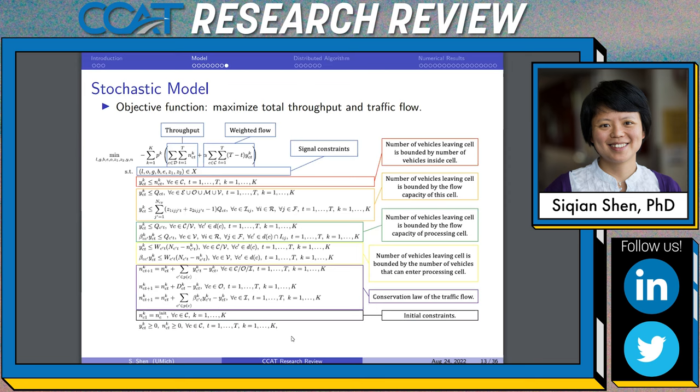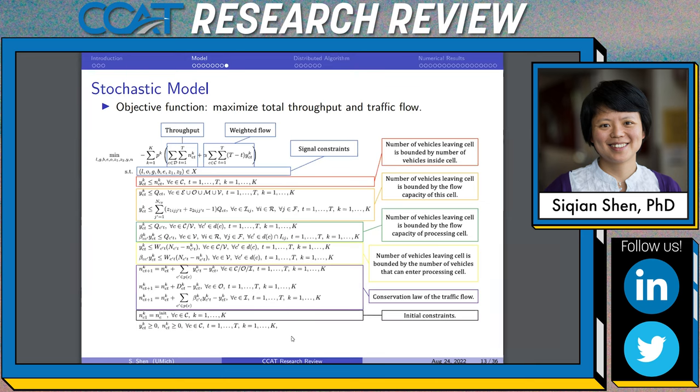One other question. In practice, for fixed time signals there are the cycle length, minimum green time, and the offset, and the parameters here. How do you translate these parameters into parameters that can be implemented in the field?